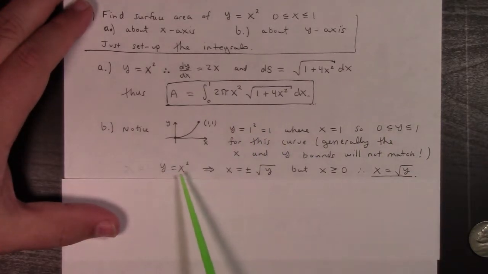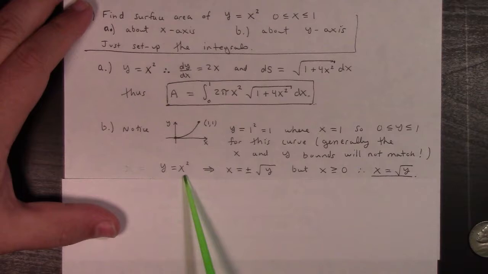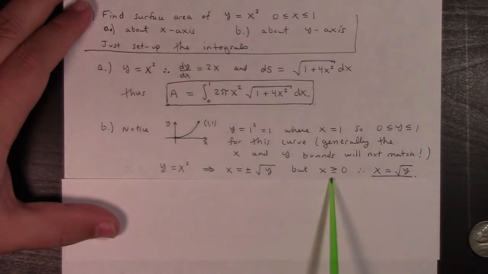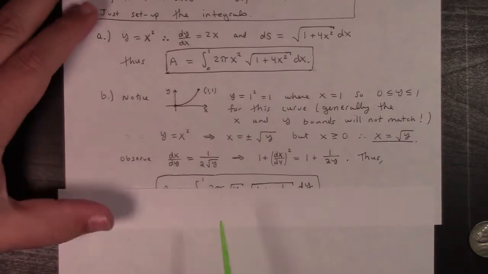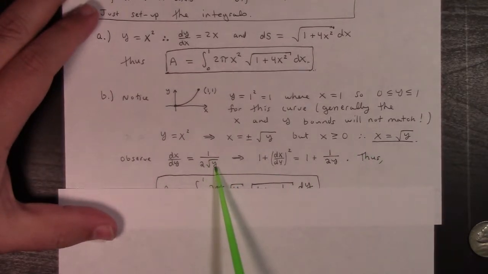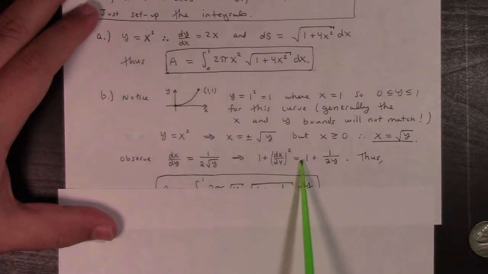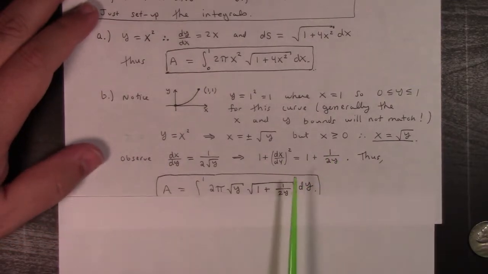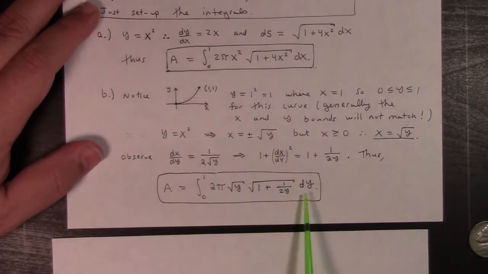Now, of course, x is going to be equal to plus or minus the square root of y if we solve that. But since x is positive, we choose the positive square root. And dx/dy is 1 over 2 root y, which means that 1 plus dx/dy squared is 1 plus 1 over 4y. Thus, here's the integral. Integral from 0 to 1, 2 pi square root of y, square root of 1 plus 1 over 4y dy.